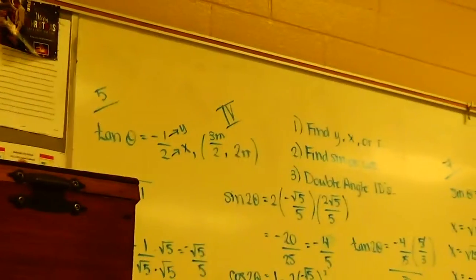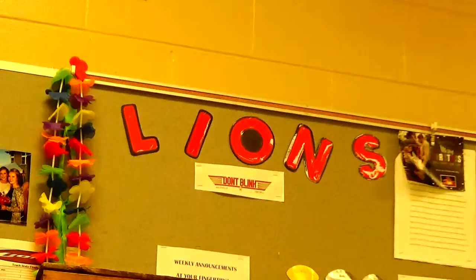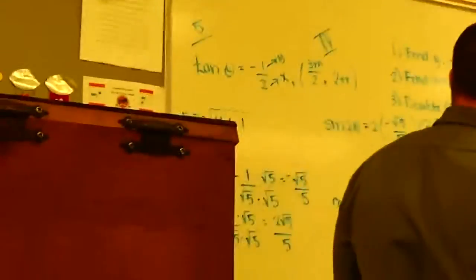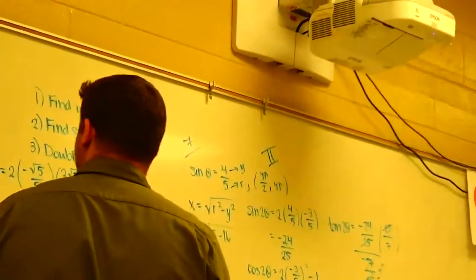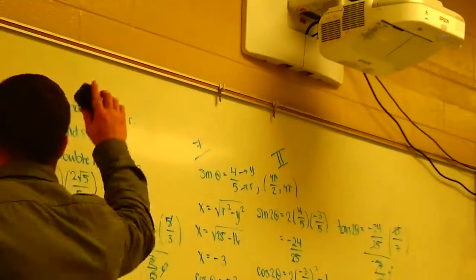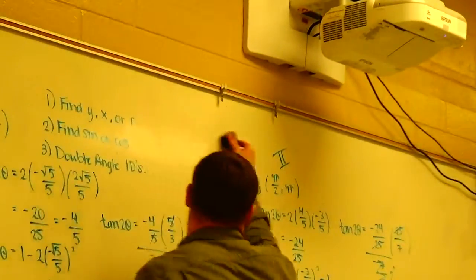All right. Next thing we have to talk about would be solving an equation using a double angle identity. All right, so let's look at this. If we've got, and this is something new, so you probably need to take notes on this. All right, let's set it first.